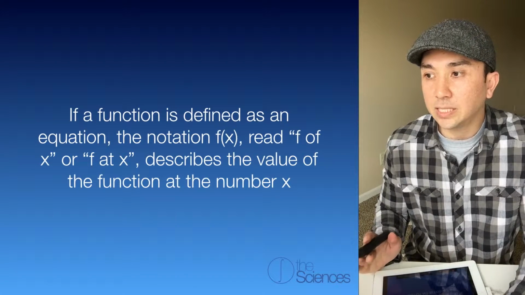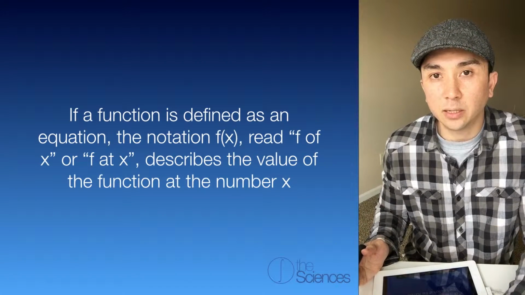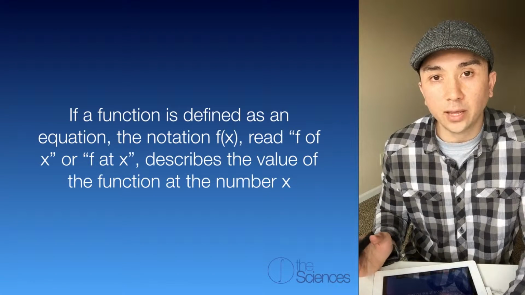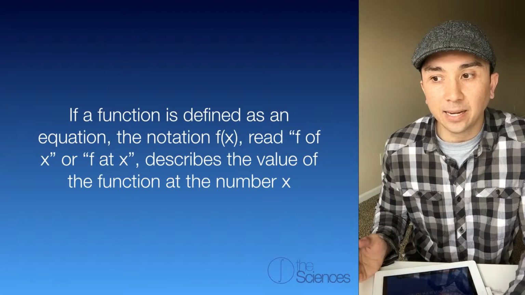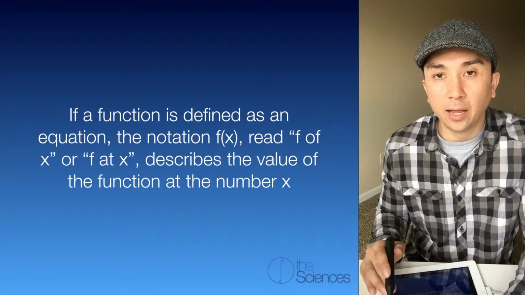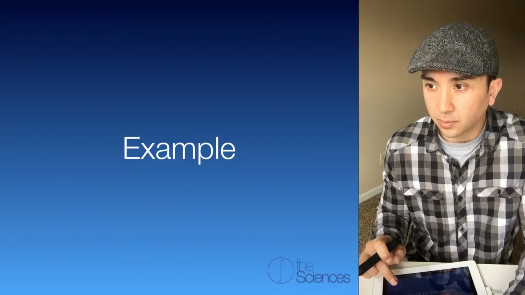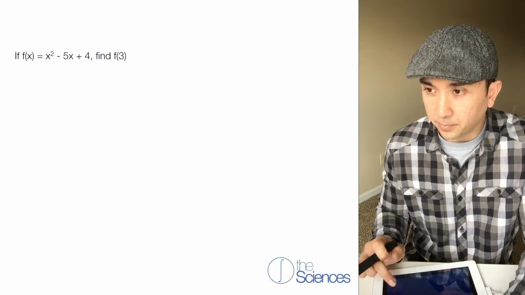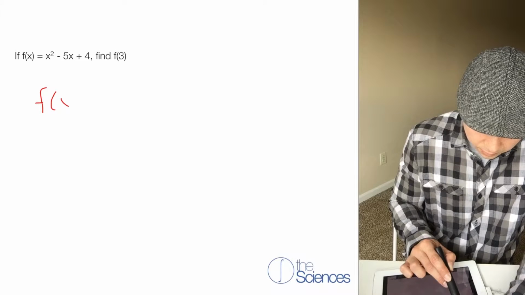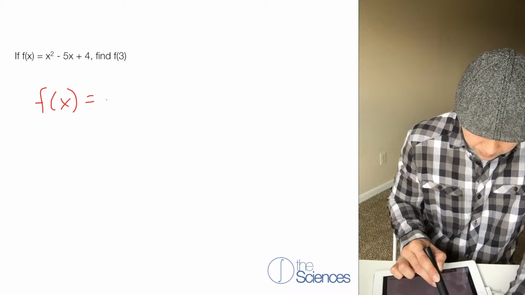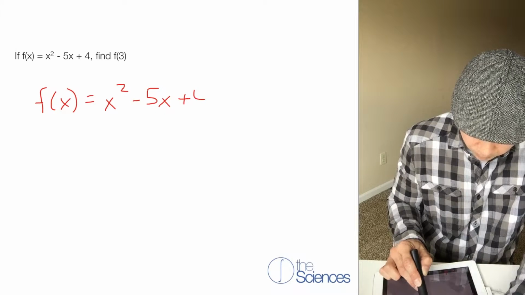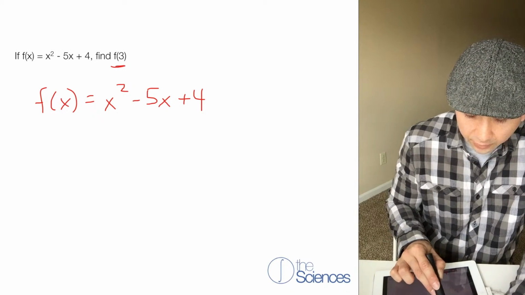Now, if a function is defined as an equation, the notation f of x, read f of x or f at x, describes the value of the function at the number x. So let's do an example. If f of x equals x squared minus 5x plus 4, we want to find f of 3.